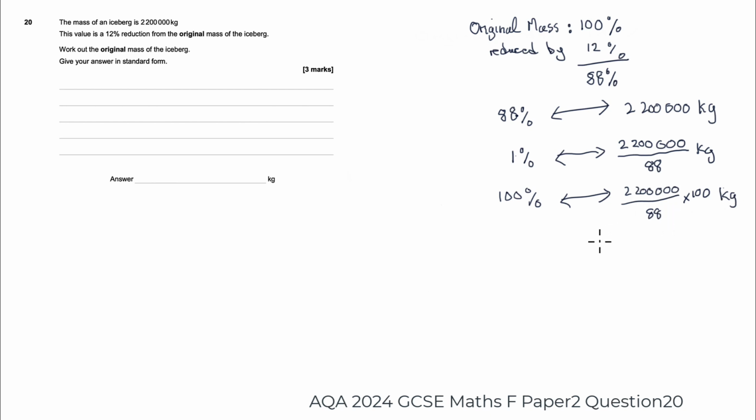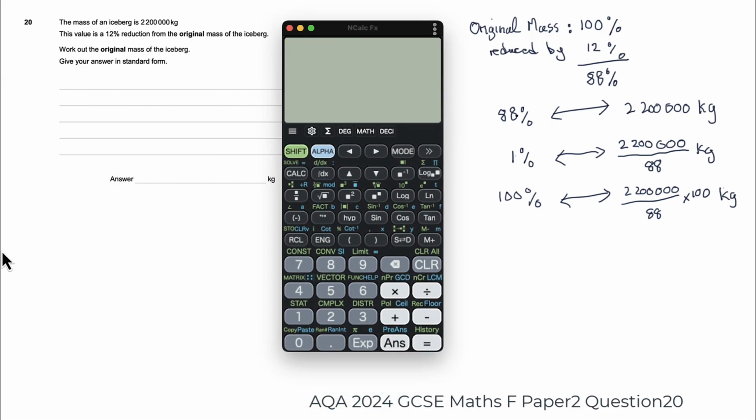So we now need to bring on the calculator. And here we have it. So let's do that calculation. That's 2,200,000. We divide that by 88 and then multiply by 100. And there we go. So the answer to that part of it is 2,500,000 kilograms.